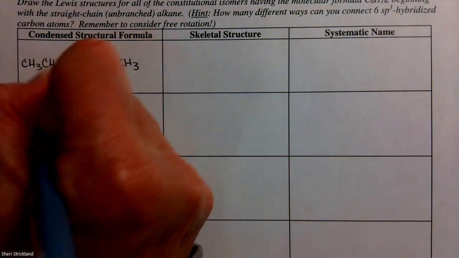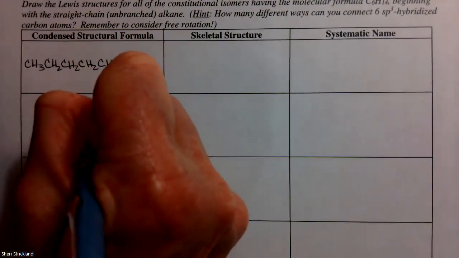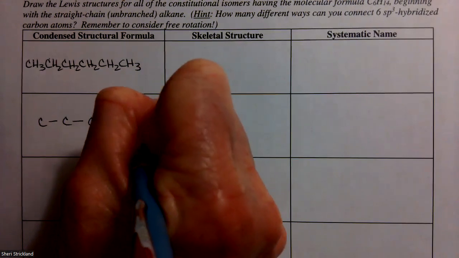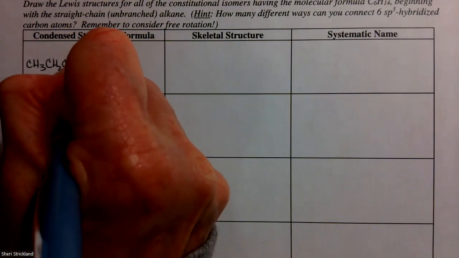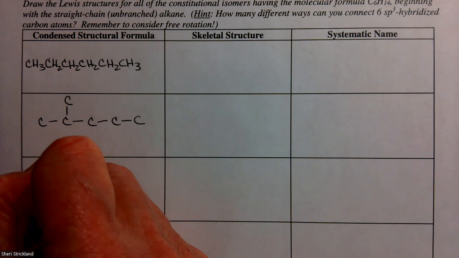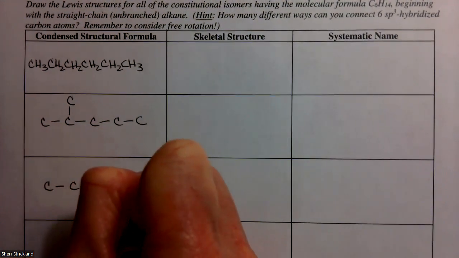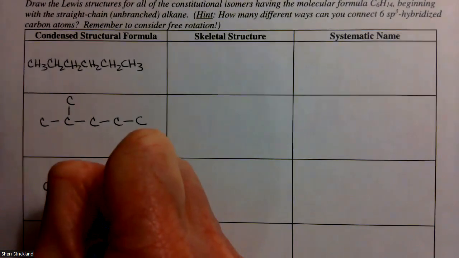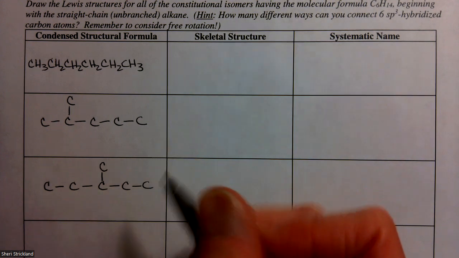We could have 5 in a row and 1 methyl branch, like maybe here. Is there any other place where we could have a methyl branch? Well, we could do it on the middle carbon. So let's set up another one with a 5 carbon chain and put the carbon there. Okay, so those are the only unique positions for 1 methyl branch. So let's put the hydrogens in.